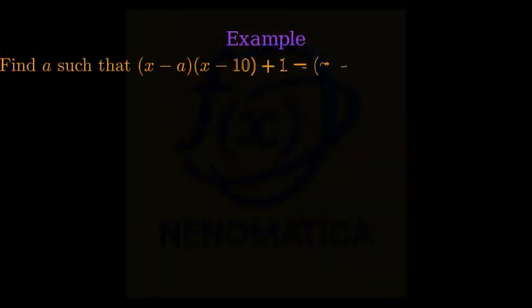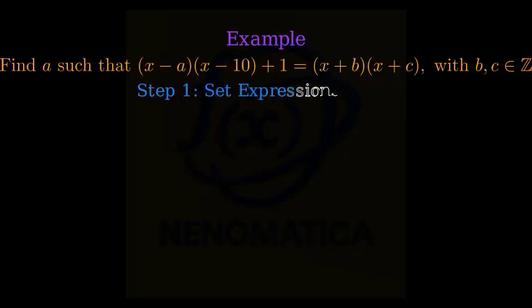We will solve the factoring problem exactly as written. Our goal is to find the value of a, so that the expression (x minus a) times (x minus 10) plus 1 can be written as (x plus b) times (x plus c), where b and c are integers.